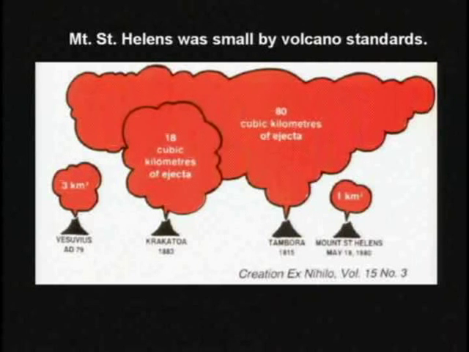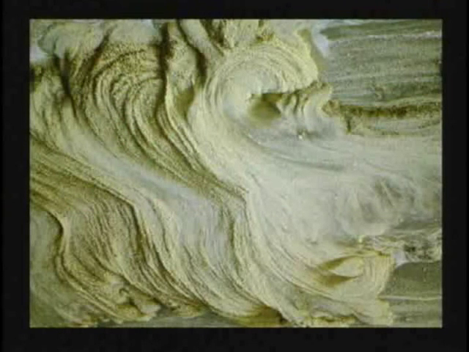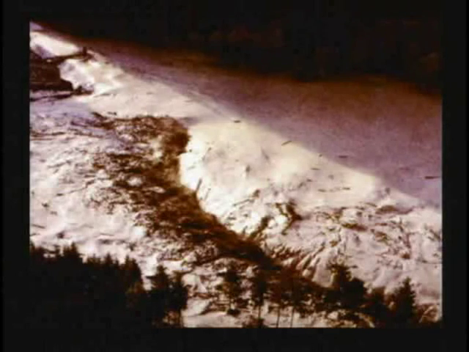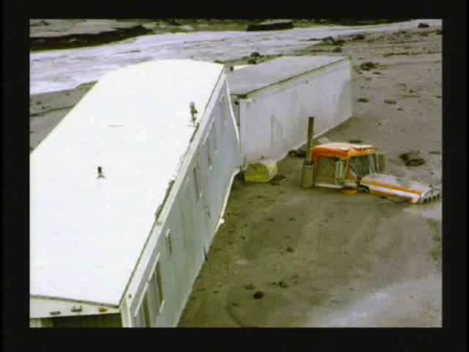As the swirling mass came down the mountainside, it automatically sorted into layers. This mud flow flowing down the mountain covered up blocks of ice that were blown off the volcano when the eruption took place. Here's a semi half buried in mud.